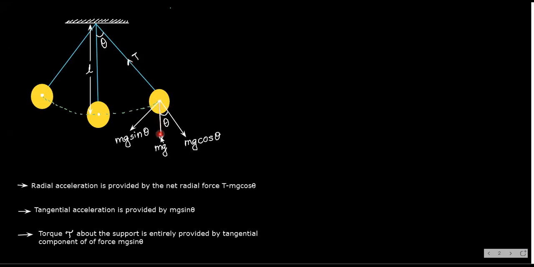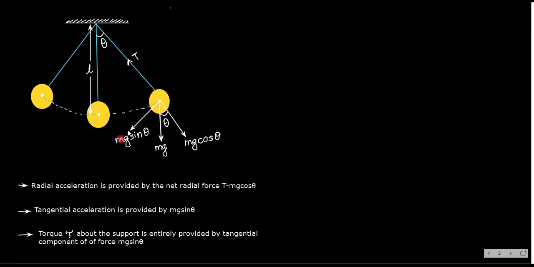And if we resolve the components, then vertically downward, you are having mg, which is weight of this bob. And this component is mg cos theta, this component is mg sine theta. So now it will have two accelerations. Radial acceleration is provided by the net radial force, that is T minus mg cos theta. This is your radial acceleration. And another one is tangential acceleration, which is provided by mg sine theta.